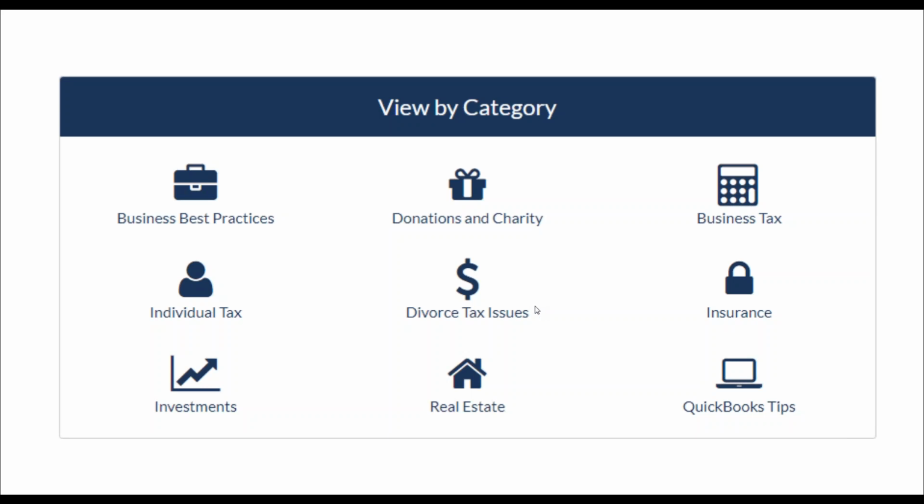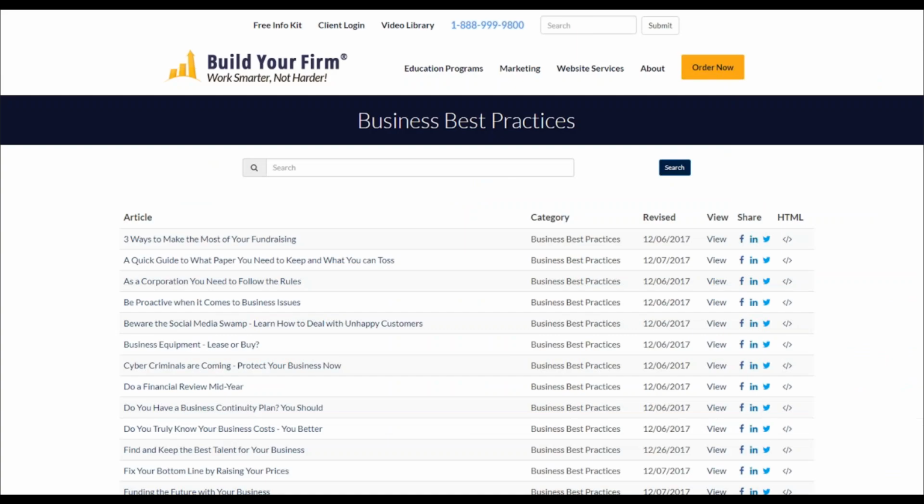So once you choose a category or you've done a search, you're going to see a list of a bunch of articles that are available to you. And then you have some actions that you can take with them. If we take a look at the screen here, let's just take the first one as an option. We have the article, 3 Ways to Make the Most of Your Fundraising.